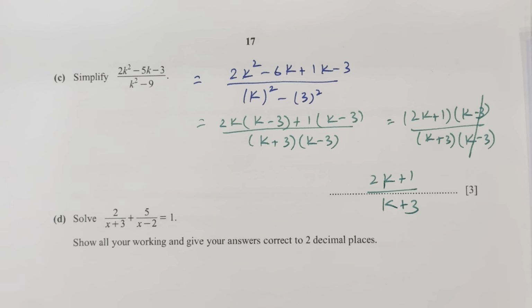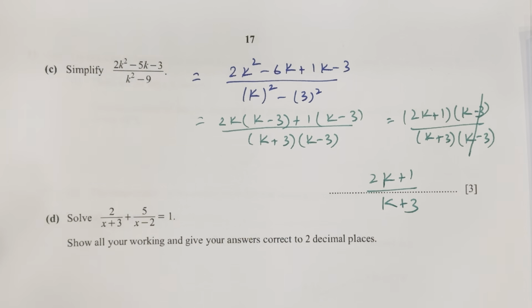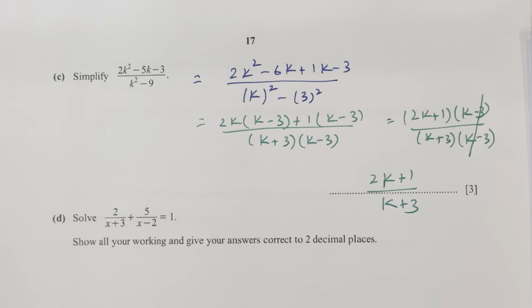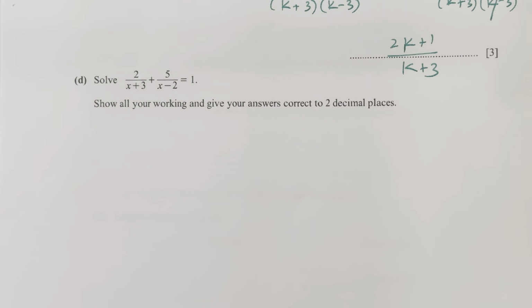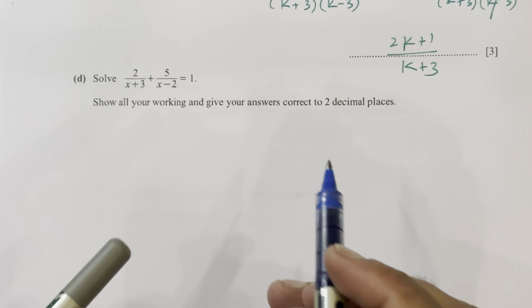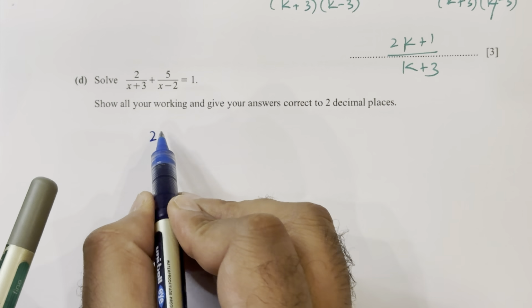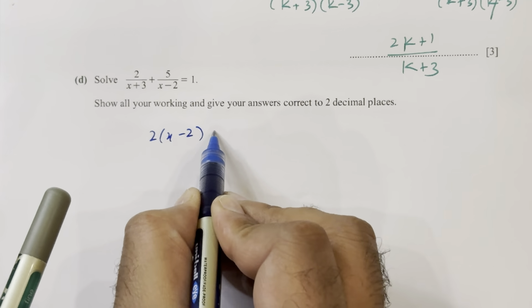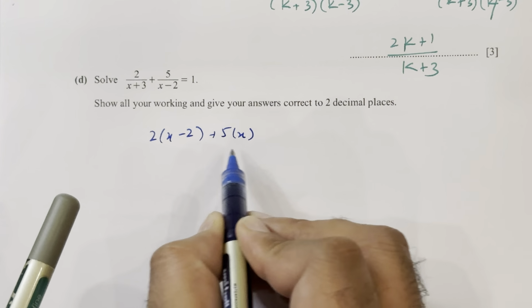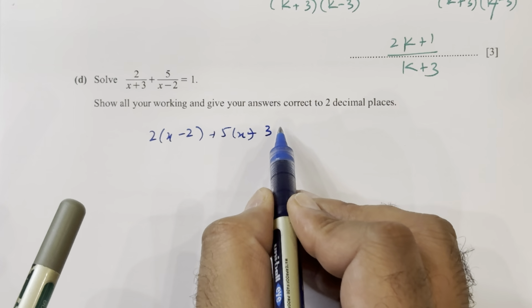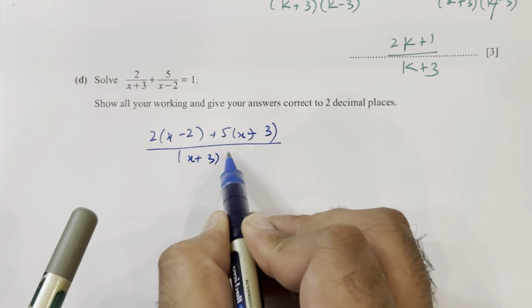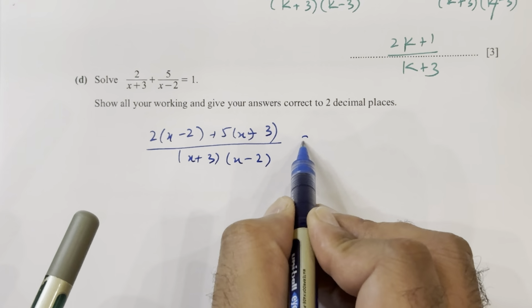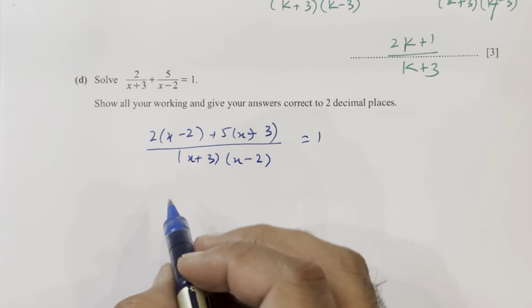Moving to D part, solve 2 over x plus 3 plus 5 over x minus 2 is equal to 1. Show all your working and give your answer correct to 2 decimal places. Okay, take the LCM of it. 2 into x minus 2 plus 5 into x plus 3, over x plus 3 into x minus 2 is equal to 1. Now multiply it.